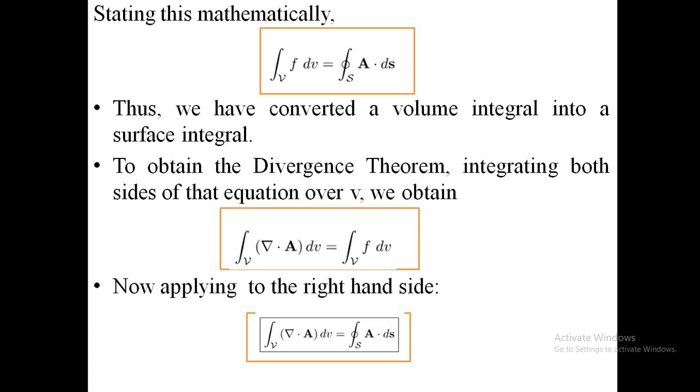To obtain the divergence theorem, integrating both sides of that equation over V, we get integral del dot A dV is equal to integral F dV. Now, applying the surface integral to the right hand side, we get integral del dot A over V dV is equal to surface integral over S A dot ds.